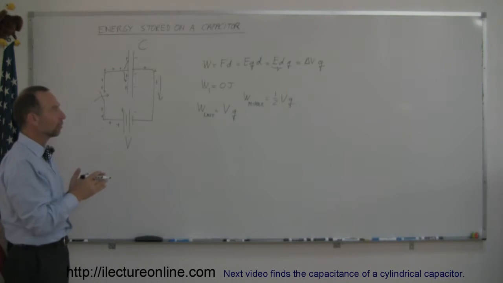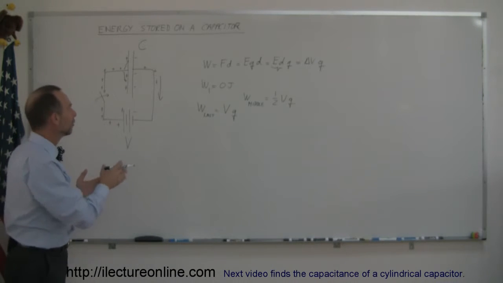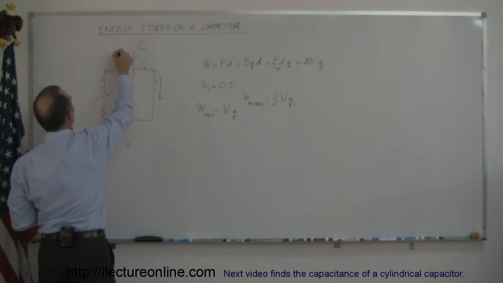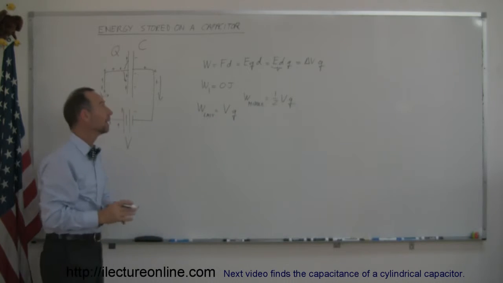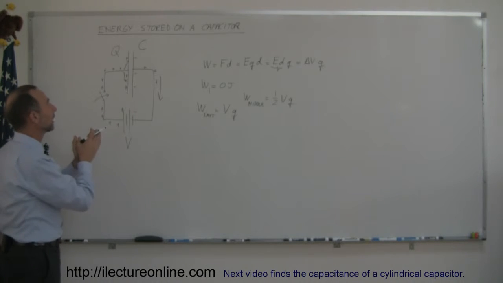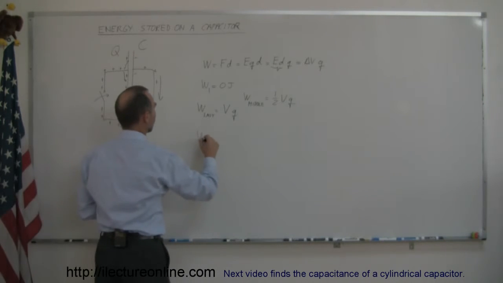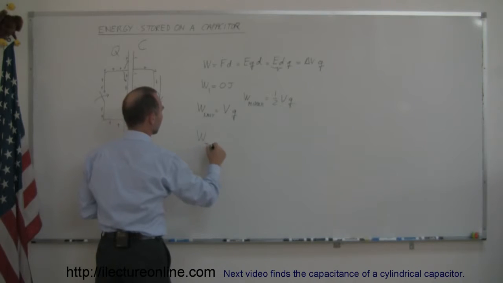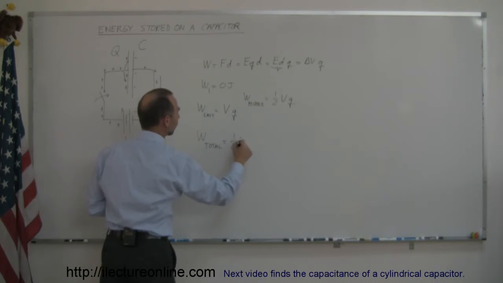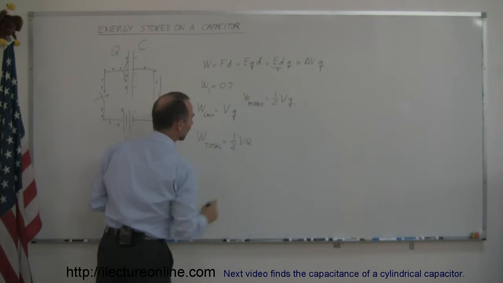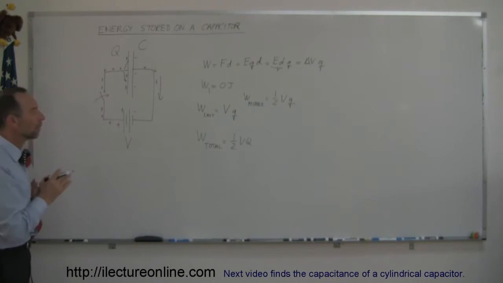So it then follows, by this logic, that if you put all of the charge on there, so that Q is simply the sum of all the little q's, one at a time, Q is the total charge of all of them put together, then the work done to put the total amount of charge on there would be equal to 1/2 the voltage times Q. And that would be the work done to put all of them on there.